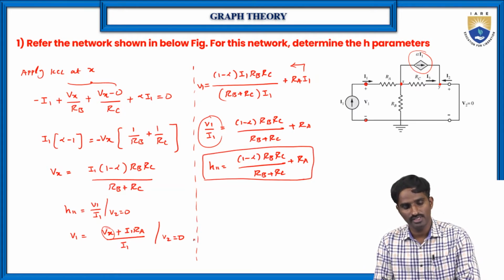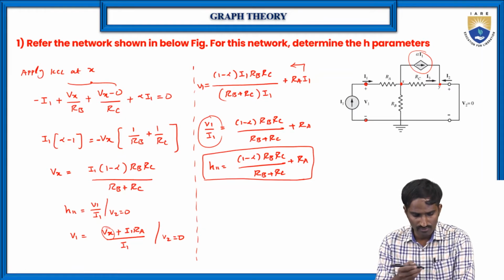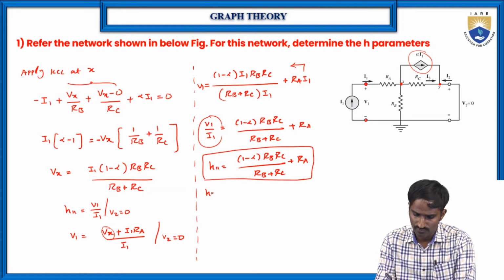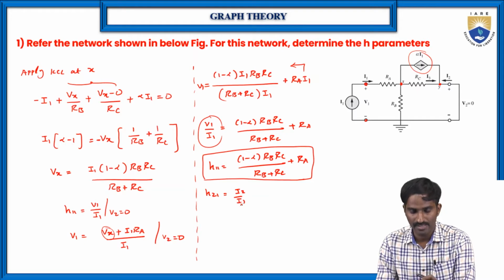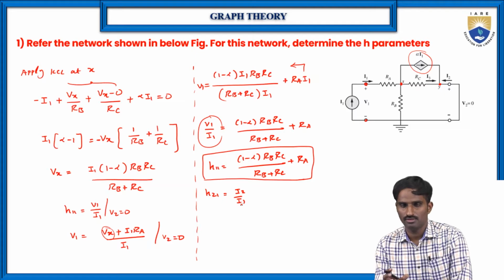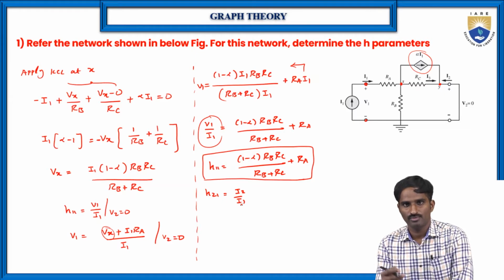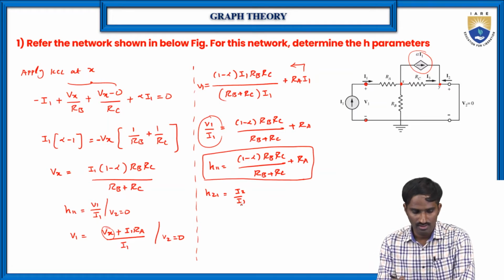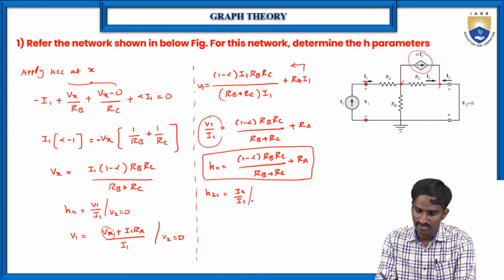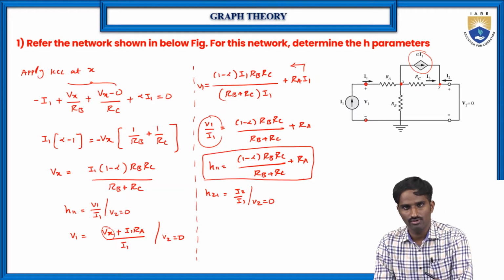Now we need to find the value of H21. What is H21? H21 is equal to I2 by I1. So we have to find the equation so that we can get the I2 by I1 value, and from that we can find H21. How to get this I2 by I1 at V2 equal to 0 again?